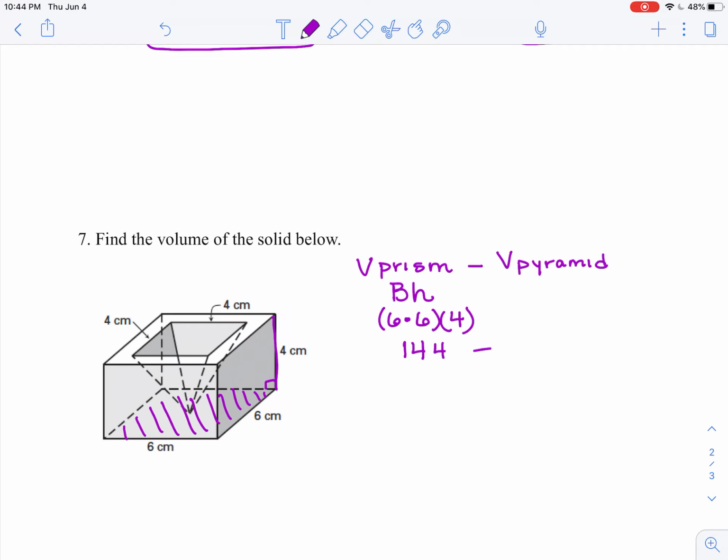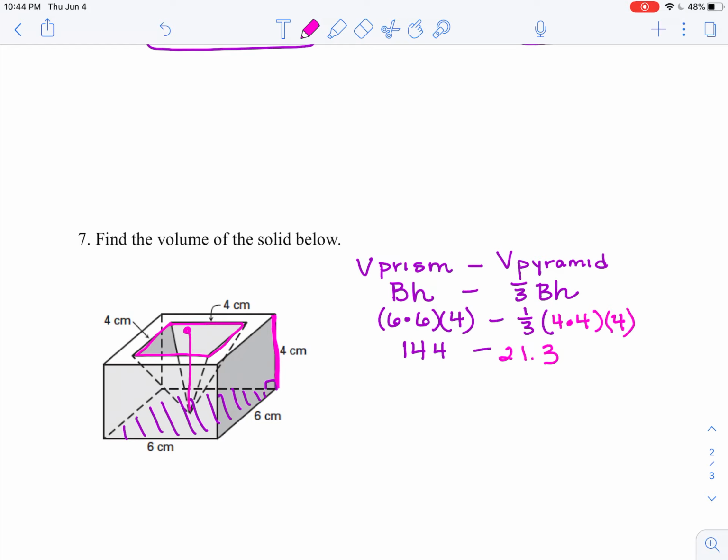For the pyramid, volume we now know is 1/3 area of the base times the height. When we take a look at the pyramid, its base is a square. So to find its area, we're looking at 4 times 4, times the height of the pyramid, which is the same as the height of our prism. So that's going to be 4 as well. 1/3 times 4 times 4 times 4 is 21.3.